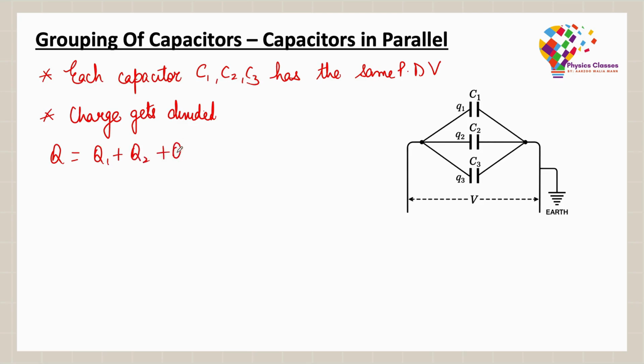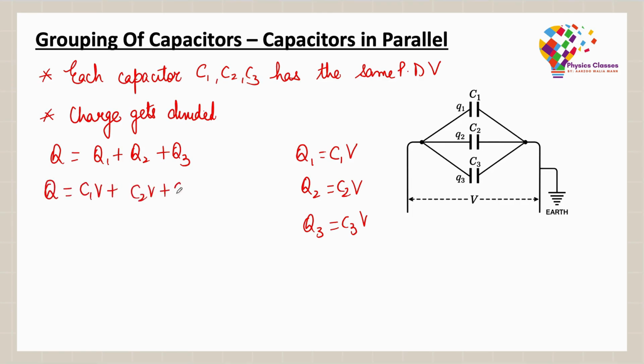So the total charge, if I assume it to be Q, would be the sum of Q1 plus Q2 plus Q3. Now from the circuit itself, I can say that Q1 would be equal to C1V, Q2 would be equal to C2V and Q3 would be equal to C3V. That is simply because each of them has the same potential difference. Let's substitute that here. So my Q would be equal to C1V plus C2V plus C3V. And now I can take my V common. So I'll have C1 plus C2 plus C3.